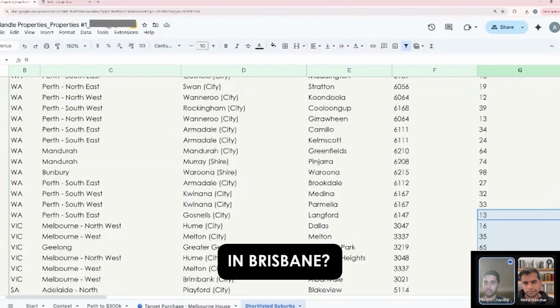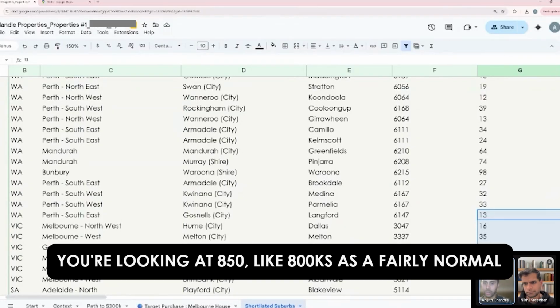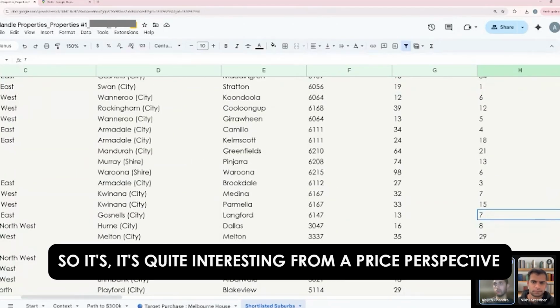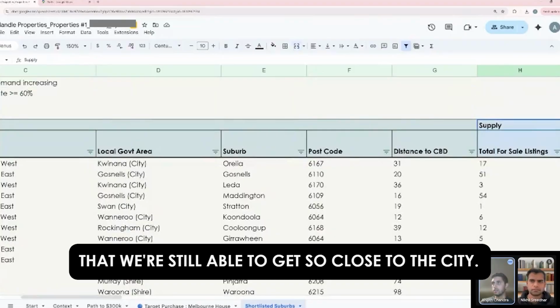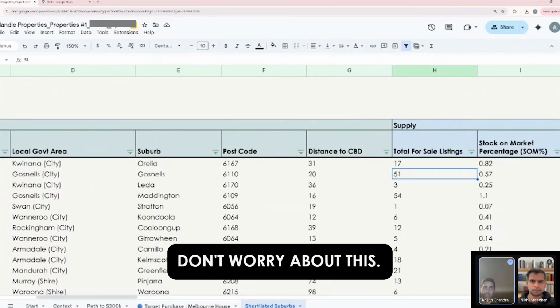In Brisbane? Yeah, even look at Redcliffe now, you're looking at 800k as a fairly normal price. So it's quite interesting from a price perspective that we're still able to get so close to the city. Total sales listings, don't worry about this.